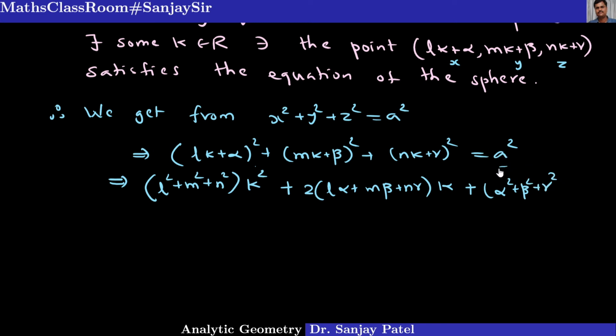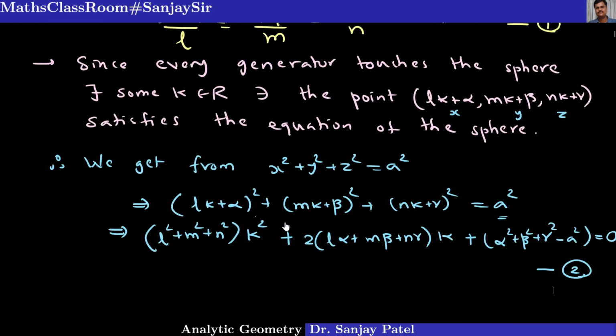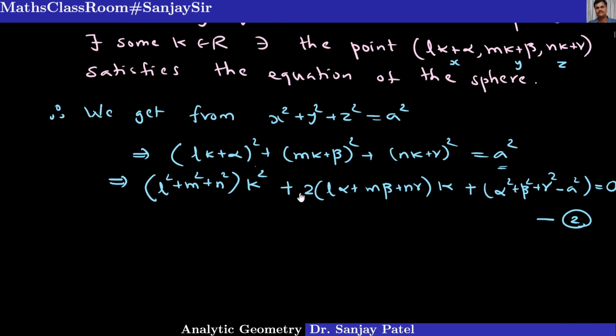And taking this a square on this side, we write minus a square, and this is equal to 0. Okay, so we get this equation. Note that this equation, let me call it result number 2, is a second degree equation or a quadratic equation in the parameter k. Remember, this quadratic equation has the coefficient of k square as L square plus m square plus n square. The coefficient of k is 2 times L alpha plus m beta plus n gamma, and the constant term is this thing.